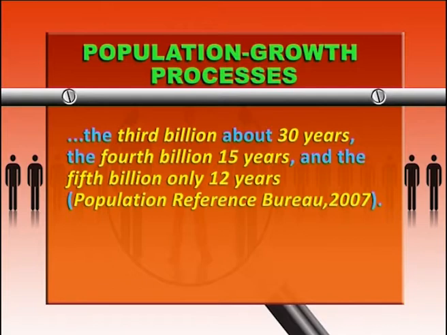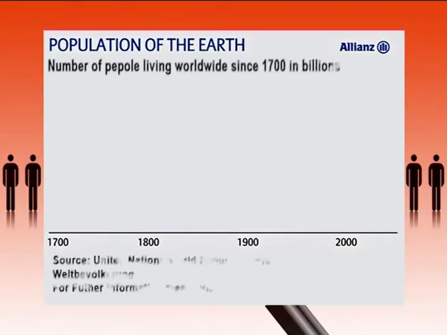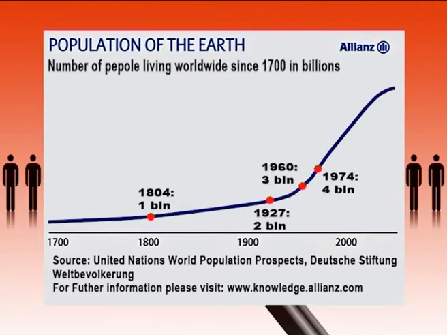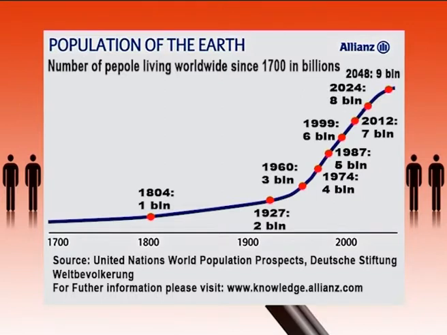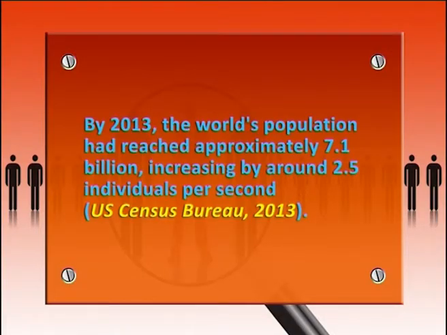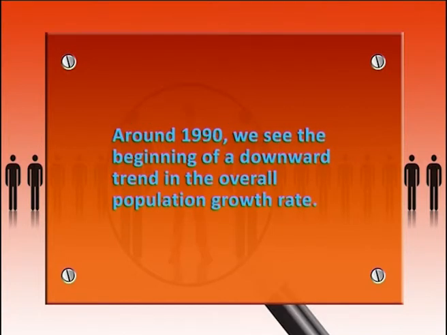Population Reference Bureau 2007. Figure 1 illustrates this exponential growth of world population since 1950, providing projections through the year 2050. By 2013, the world's population had reached approximately 7.1 billion, increasing by around 2.5 individuals per second. US Census Bureau 2013. Around 1990, we see the beginning of a downward trend in the overall population growth rate.